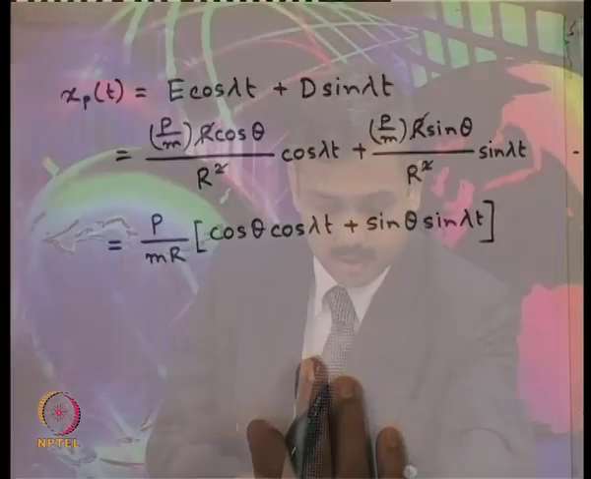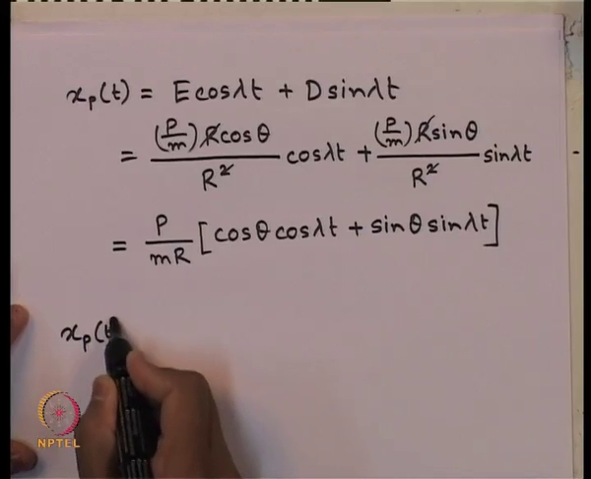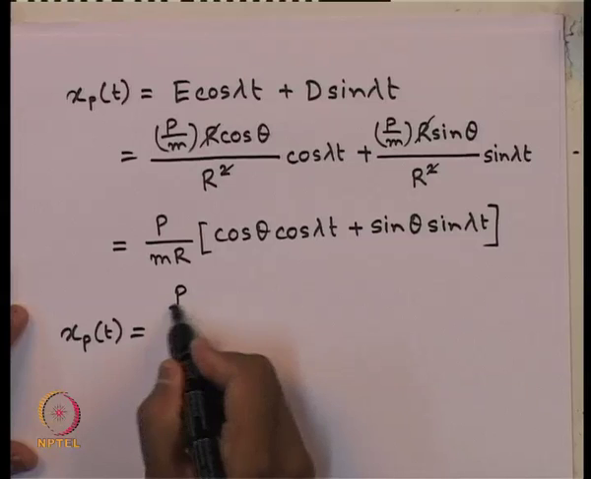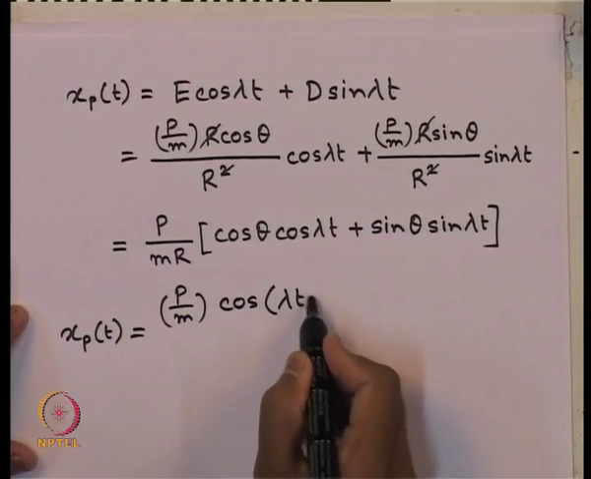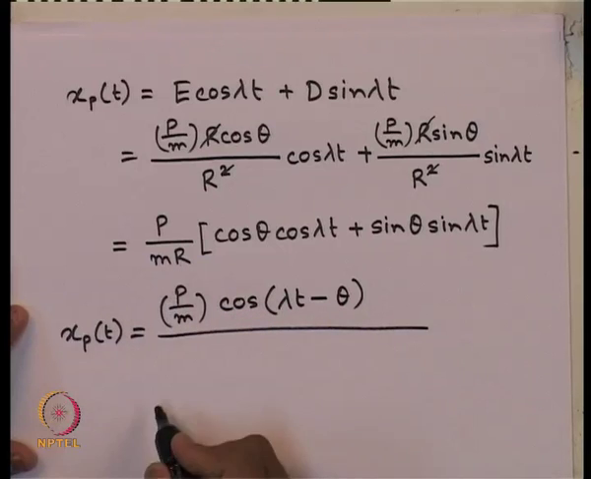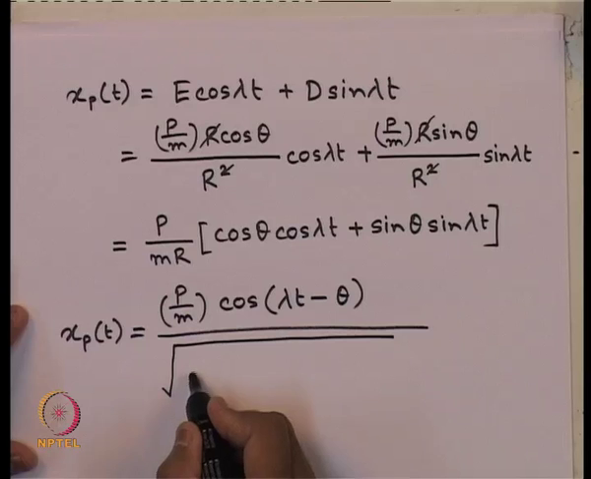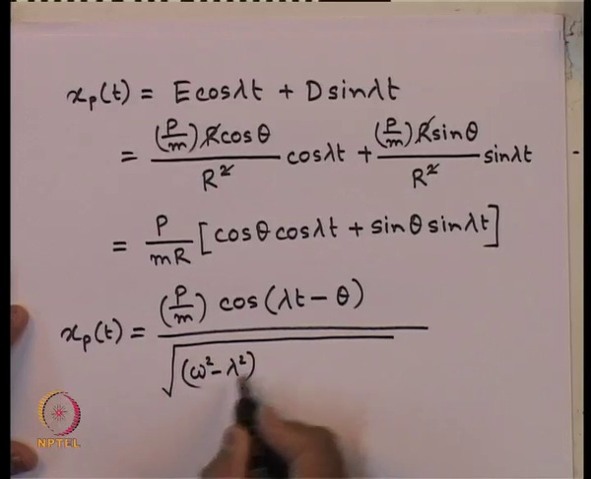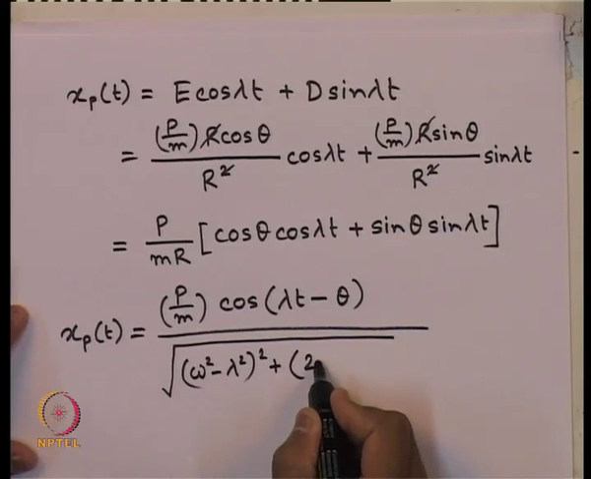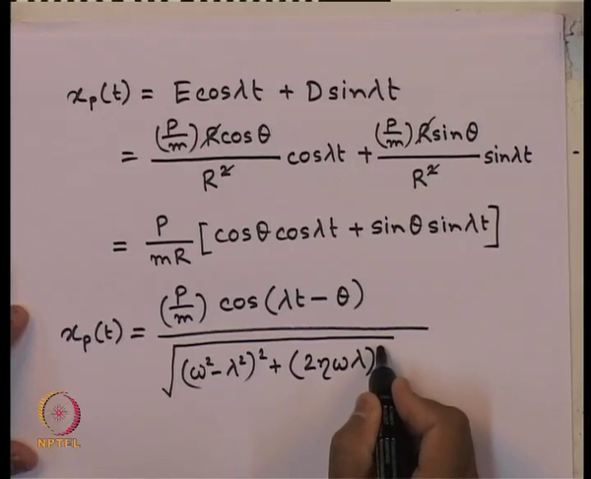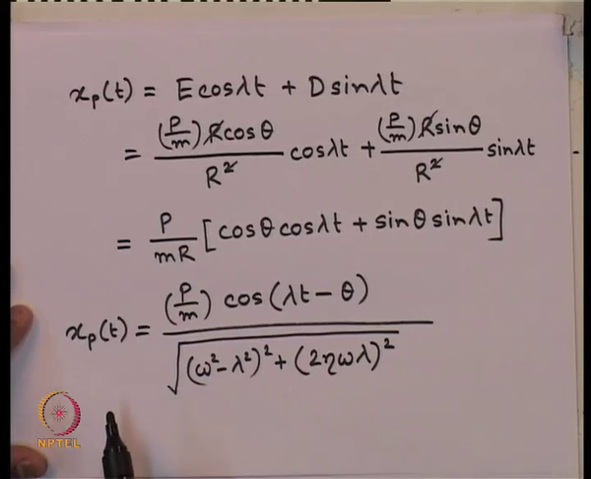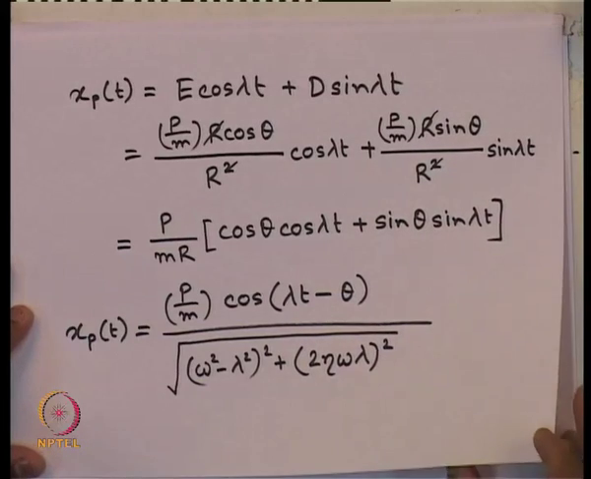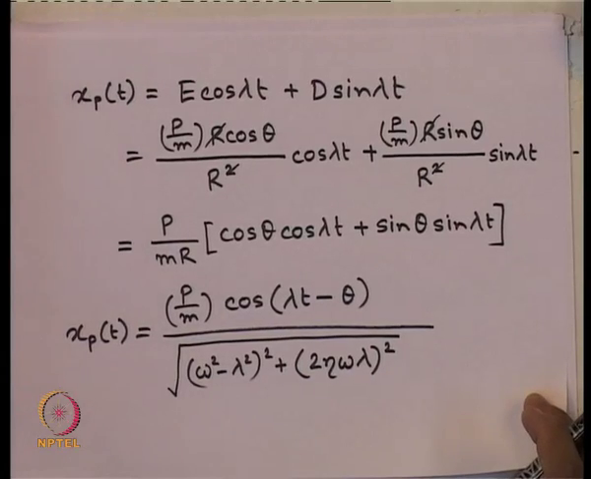From which we can write down now the solution of x p t, the particular integral part will be p by m. This we can write as cosine of lambda t minus theta divided by r, and what is r? Root over omega square minus lambda square whole square plus 2 eta omega lambda whole square. So, this is the solution for particular integral, and we got the solution for complementary function also. Now, we have to add these two components to get the total solution.